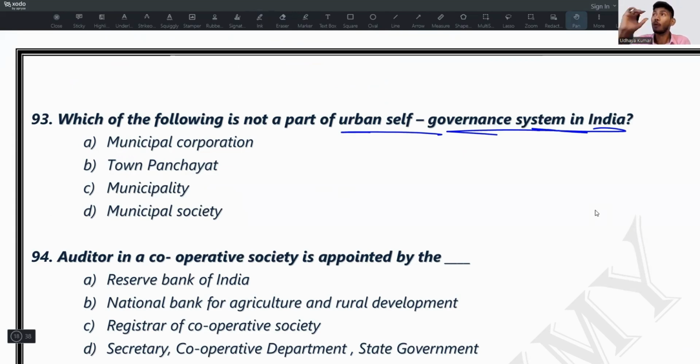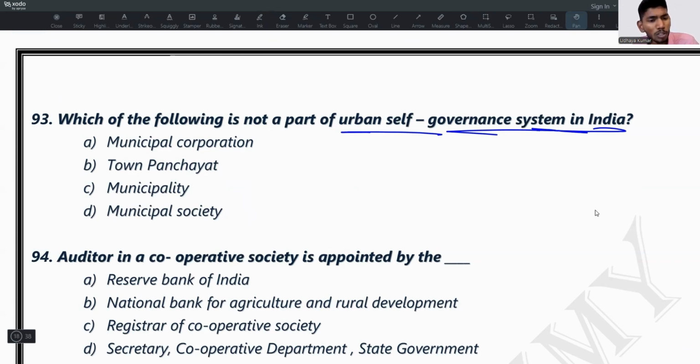So here he must know what is meant by urban self-governance. He is asking for the one that is not a part. India's urban self-governance system includes various bodies responsible for managing urban areas. The municipal corporation is responsible for governing large urban areas such as cities with populations over a certain threshold, for example, 1 million people. Whereas the municipality is the governing body for smaller urban areas. Whereas the town panchayat is typically found in transitional areas that are becoming urban from rural, like semi-rural to semi-urban, as we used to call it, right? Managing smaller towns or areas in transition from rural to urban status. So that is said to be the town panchayat.